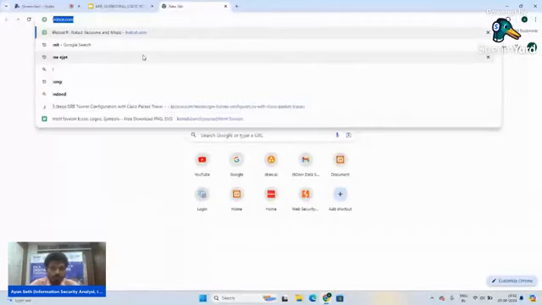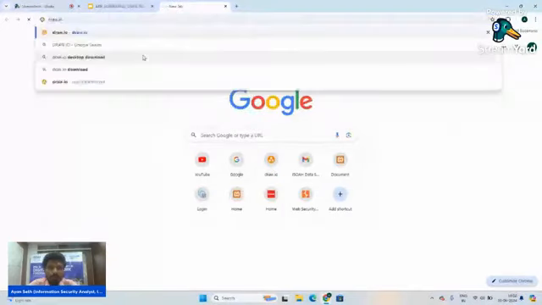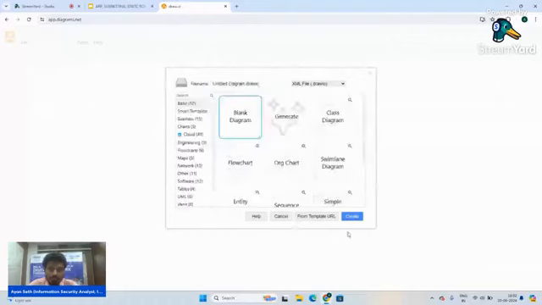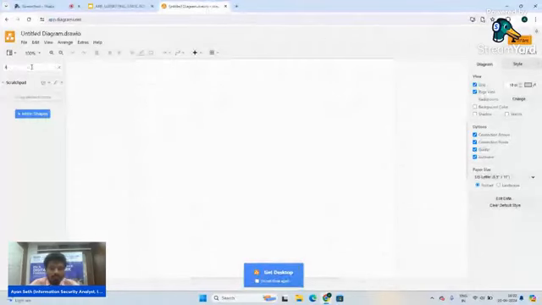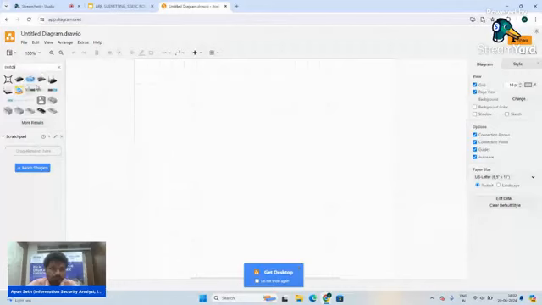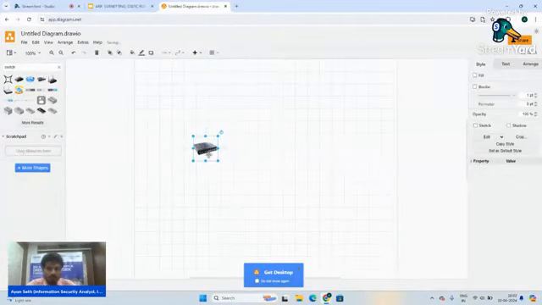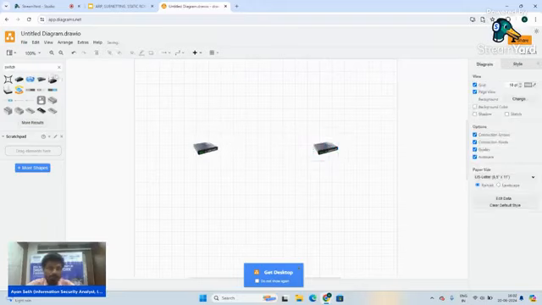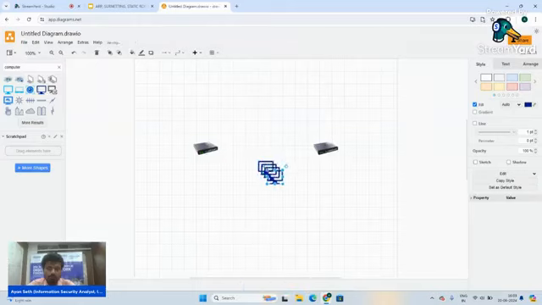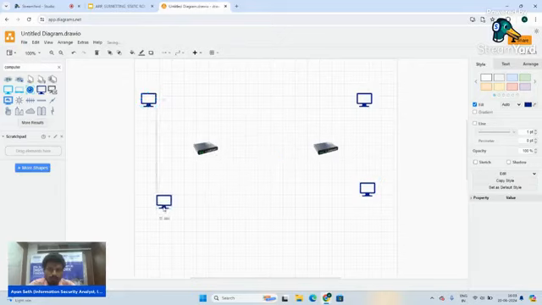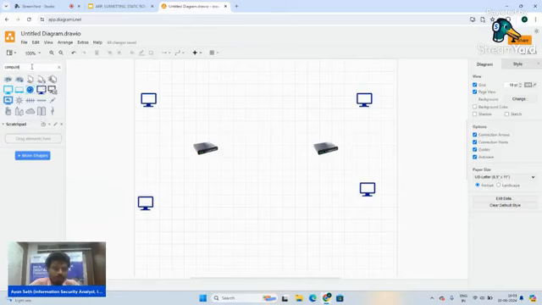We will open draw.io. I prefer it because it gives a good visual representation of a network diagram. Let's save it. Now, let's take two switches here, and let's take another switch. We'll copy it and place it here. Let's take four computers, which will be our nodes. Let's place these computers, two computers on each switch. Let's label all those switches and computers.